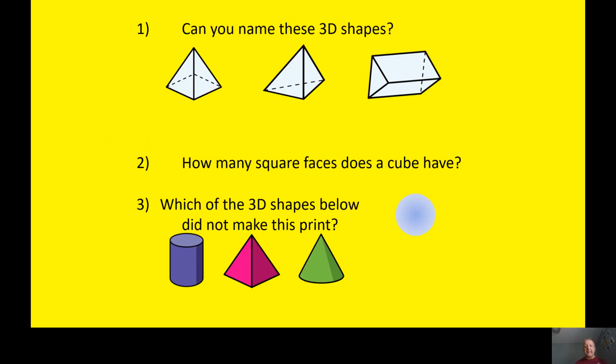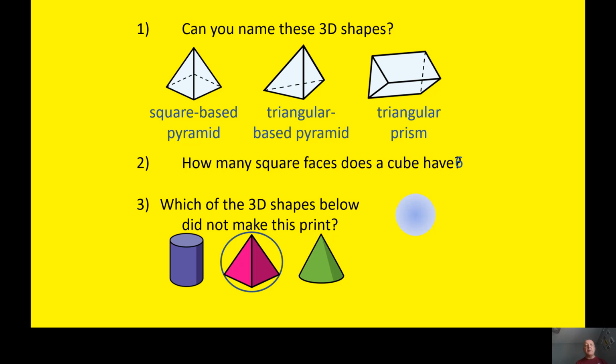Before we begin, have a look at this. See if you can work out the names of these 3D shapes. Then, how many square faces does a cube have? And finally, which of the shapes at the bottom would not make that print? So pause the video, record your answers. When you've done that, press play and I will show you what the answers are.